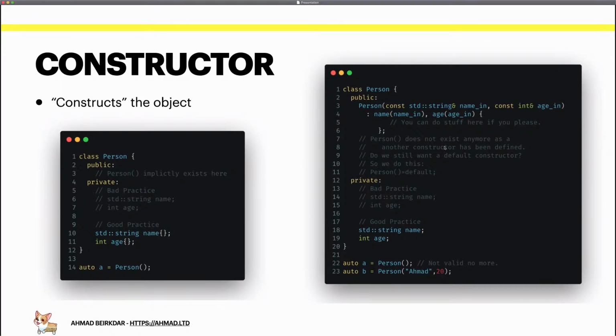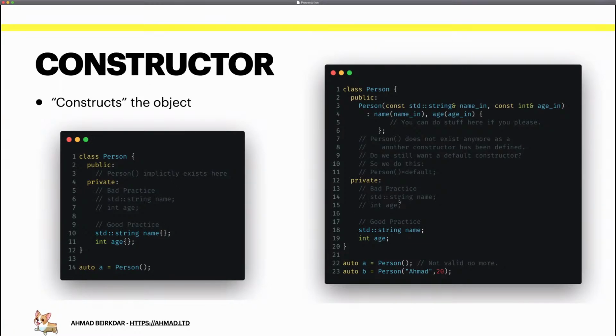And yeah, other than that, you have person. The default person does not exist anymore here. The one that was implicit existed only because no other constructor was defined. So if we still want a default constructor, we could just write person equals default, and that will act exactly the same way as how we had person implicitly defined here.